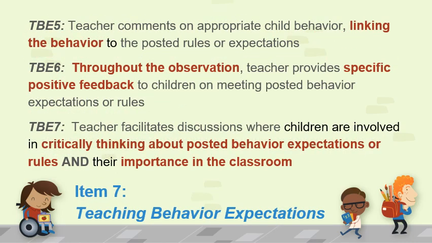TBE5, teacher comments on appropriate child behavior, linking the behavior to the posted rules or expectations. Linking should be for more positive than negative behaviors. For example, to positively acknowledge the child, you might say, you are being a good team player, or you are being safe.